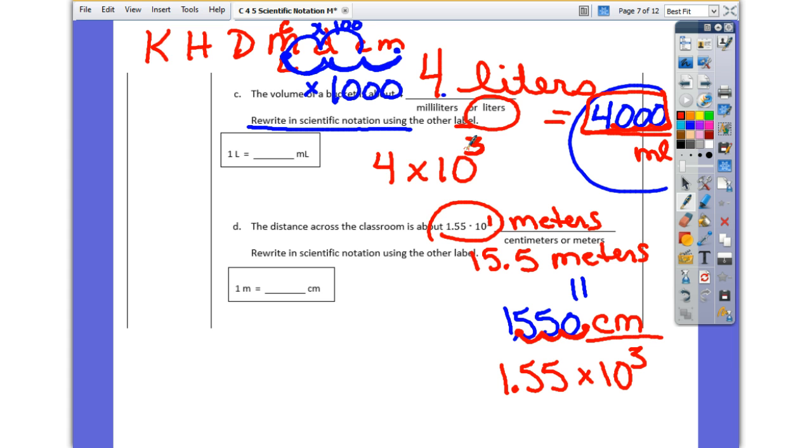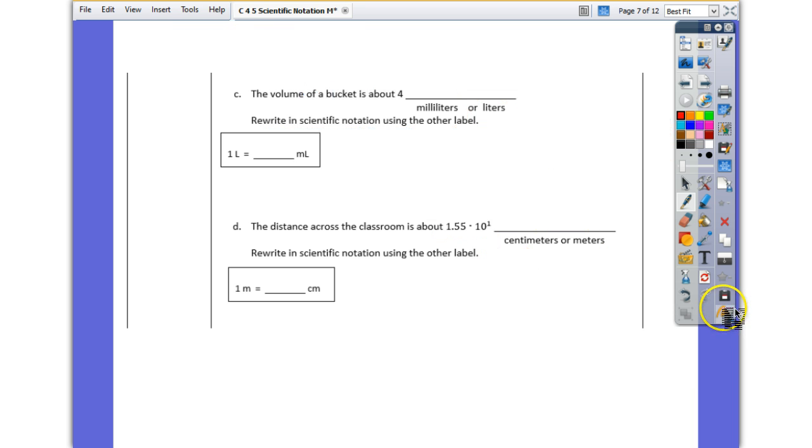All right? So that is our final, and we label this what? Centimeters. Oh, we forgot to label this one up here. What was this one labeled? Liters. No, we changed the liters to milliliters up there. Already changed. You put it in the box.